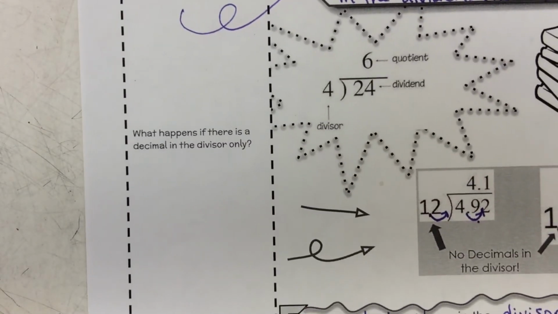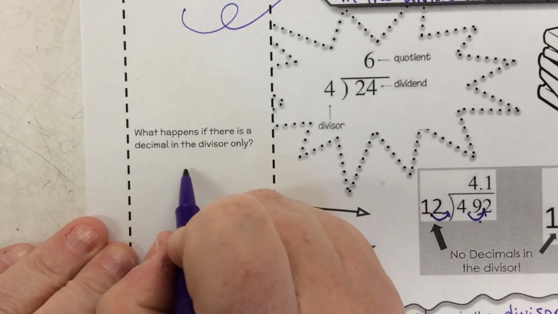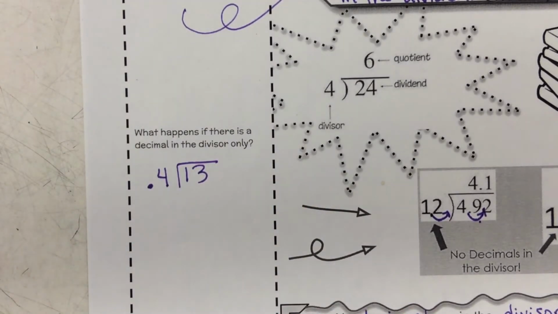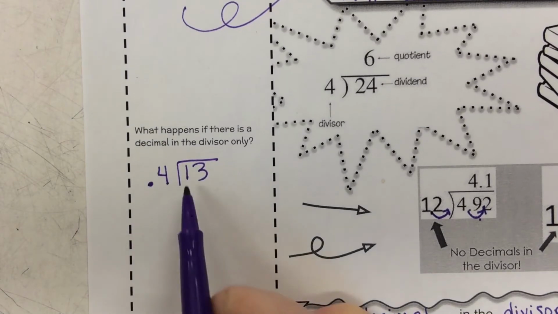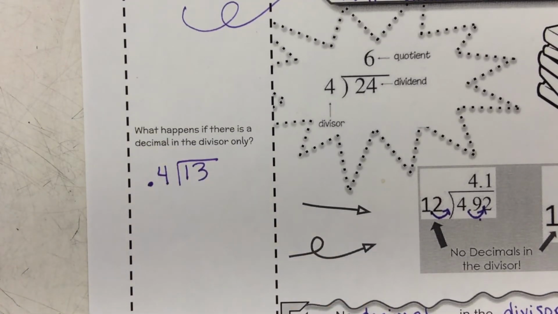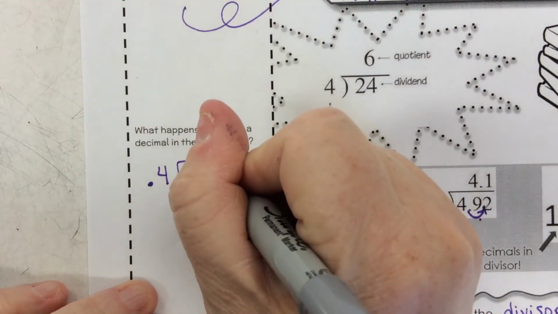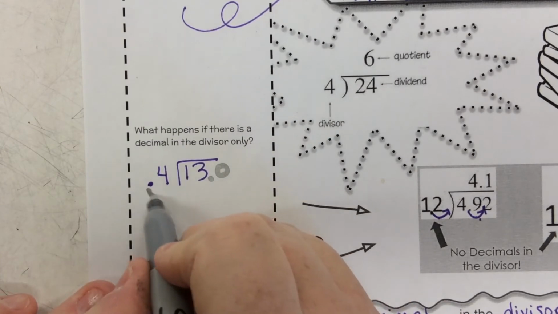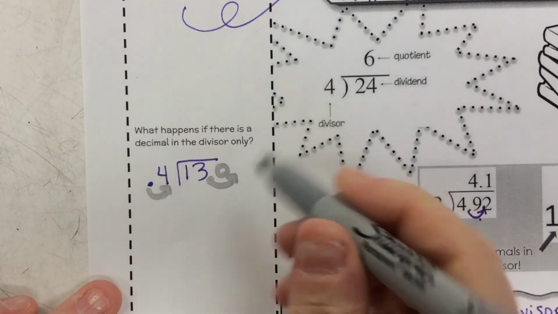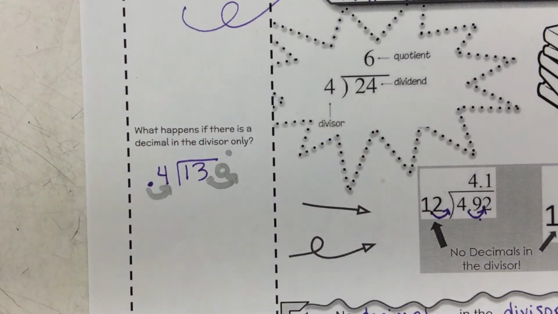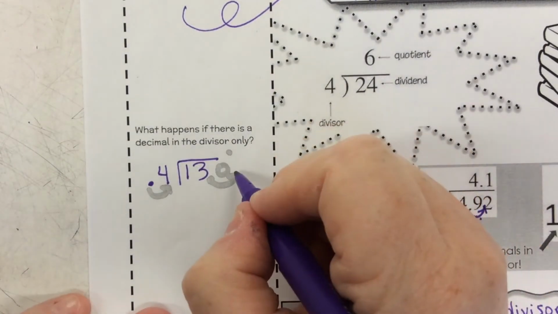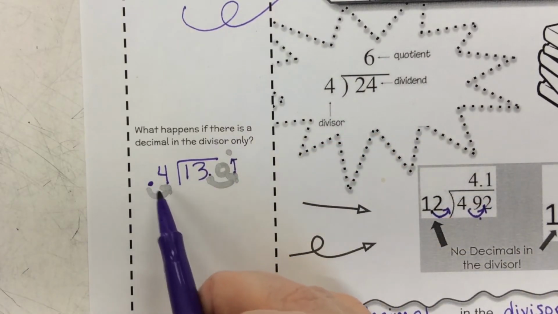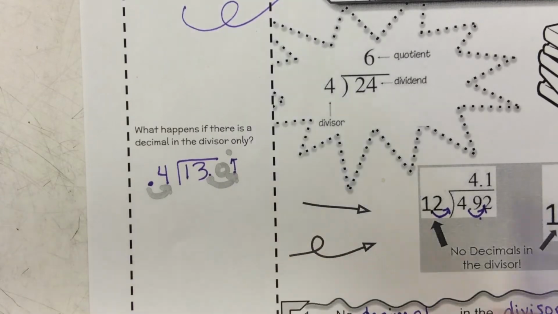Now, this says what happens if there's a decimal in the divisor only. It's like saying 13 divided by 0.4. I do not have a decimal inside here. But 13 is the same thing as 13.0, right? So I can add a decimal and zeros, and then move it over, multiplying by 10. I just move it over a few places, and then it goes straight up. So if I have a whole number here and a decimal out here, I can add a decimal and a 0 and keep moving it as much as I need.